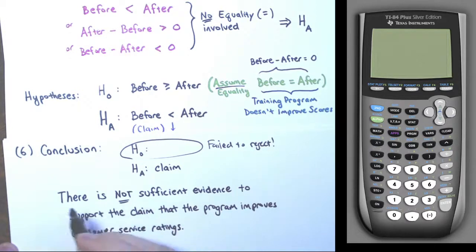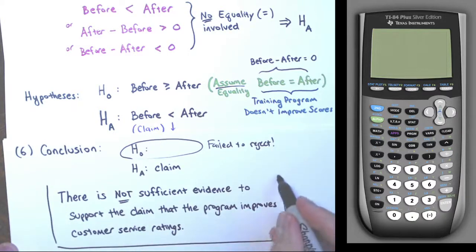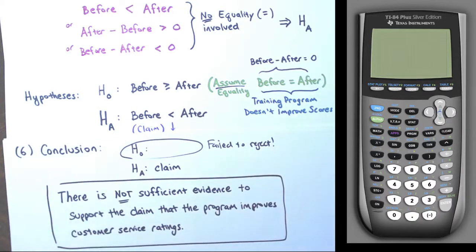Okay. Again, if you don't use that exact wording, that's okay. If you just simply say that there's not enough evidence to support the claim, that would be exactly the same thing. There's not sufficient evidence to support the claim based on our particular sample that we had. All right. Wonderful.